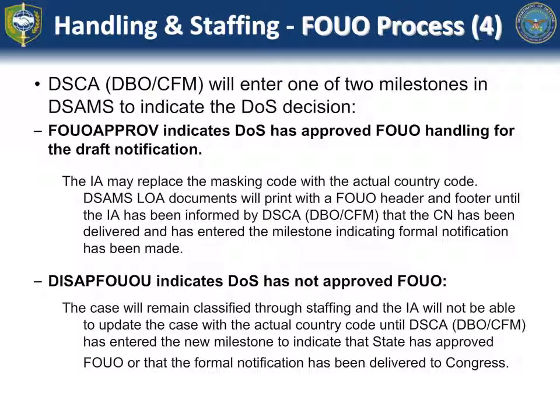DSAMS is an FOUO system. The documents will print with an FOUO header until the IA has been informed by DSCA that the notification has been delivered and DSCA has entered the milestone for formal notification. If it's disapproved, the case will remain classified.